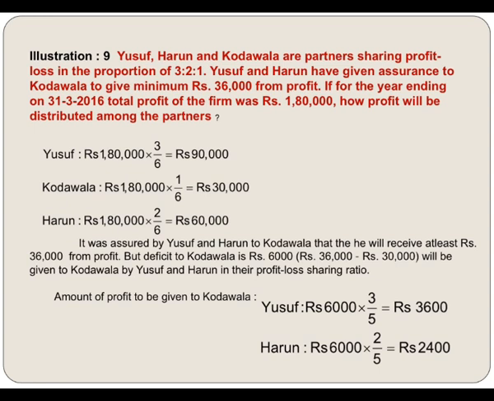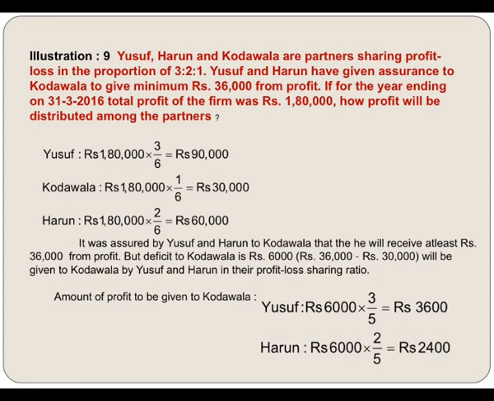If for the year ending 31st March 2016 the total profit of the firm was 1,80,000, how will the profit be distributed among the partners? So as per the given ratio, the total profit of 180 is distributed between partners in the proportion of 3:2:1. So for Yusuf it is 180 into 3/6, so Yusuf will get 90,000. In case of Kodawala, 180 into 1/6, that is 30,000, and in case of Harun it is 2/6, so 60,000.